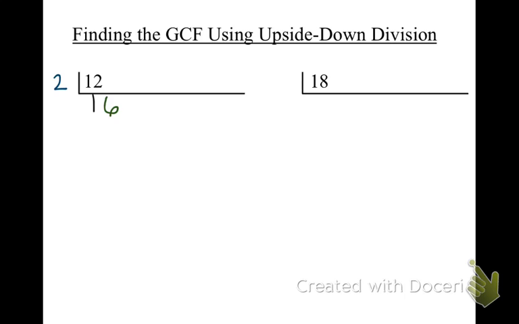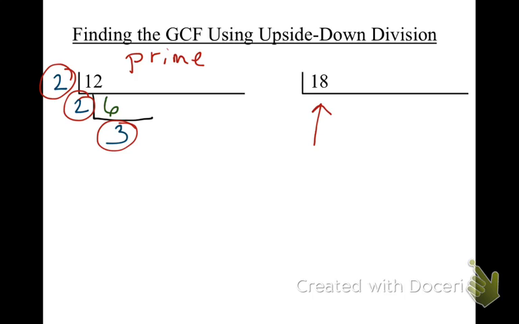Draw my division sign again. So what can go into 6? Once again, I should notice this is an even number. Even number means that 2 can go into it. How many times does 2 go into 6? It goes into it 3 times. And since these are all prime, I know I can stop. So I have a 2 and a 3.